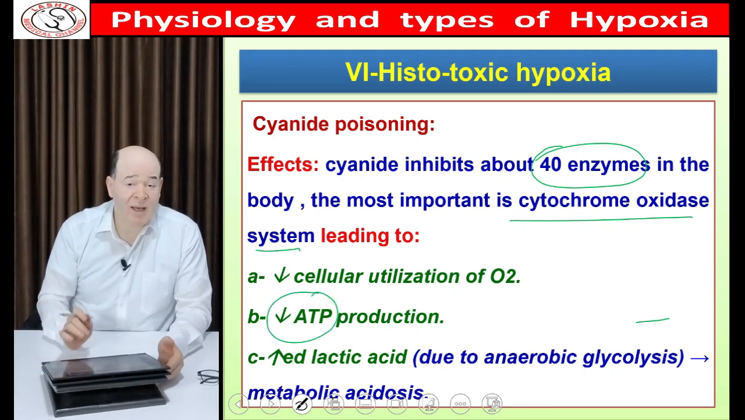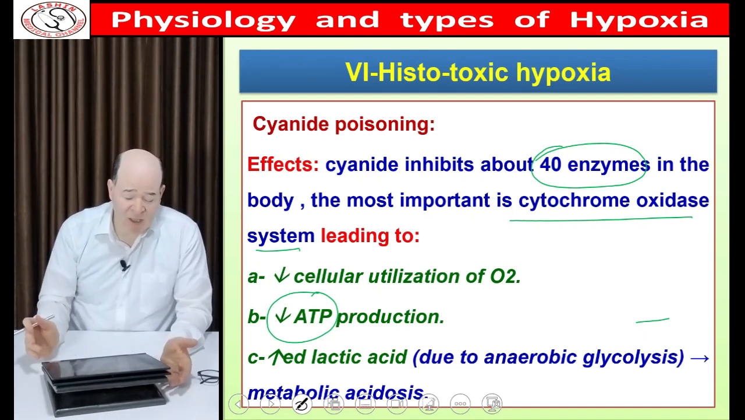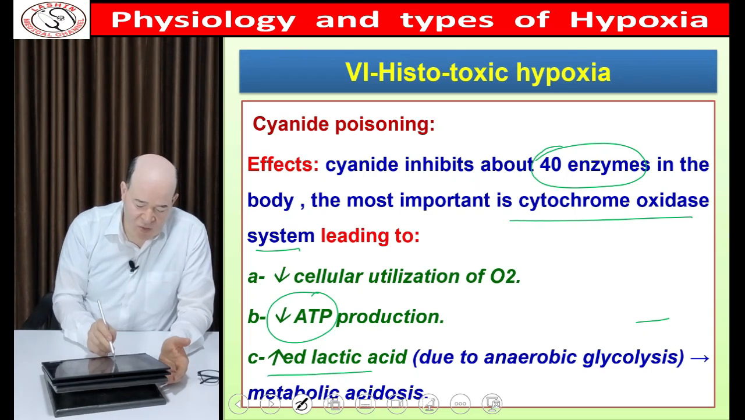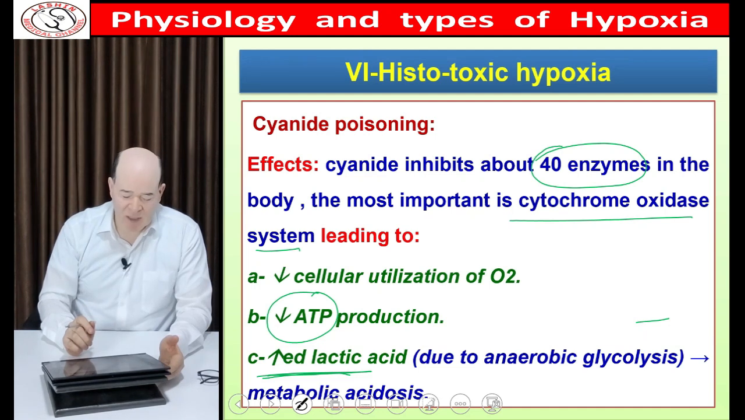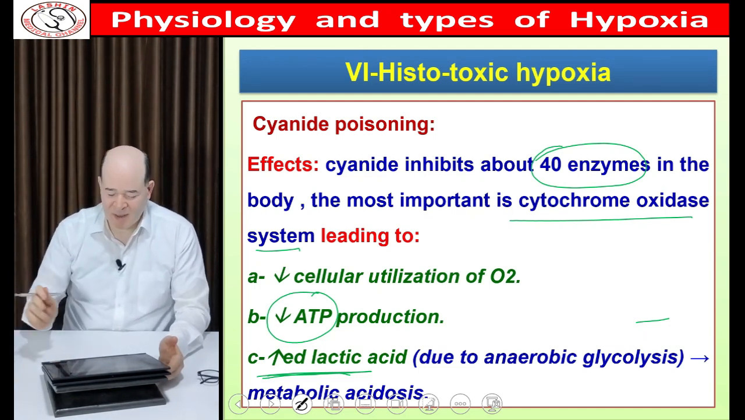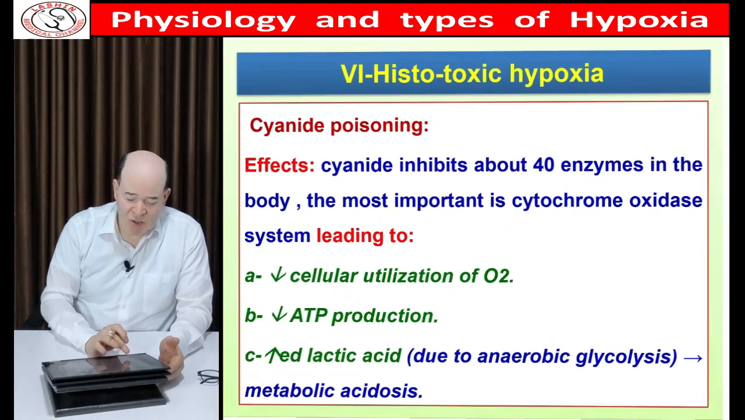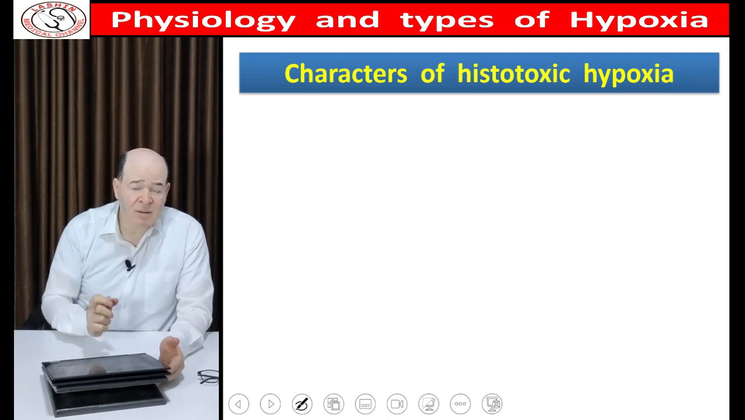Most biological activities will stop by consequence, and there is accumulation of lactic acid because of stoppage of aerobic oxidation and the dependence on anaerobic glycolysis because of toxicity of the enzymes of aerobic oxidation. It is a very dangerous condition, and when inhaled in a large amount, it is a rapidly fatal gas.